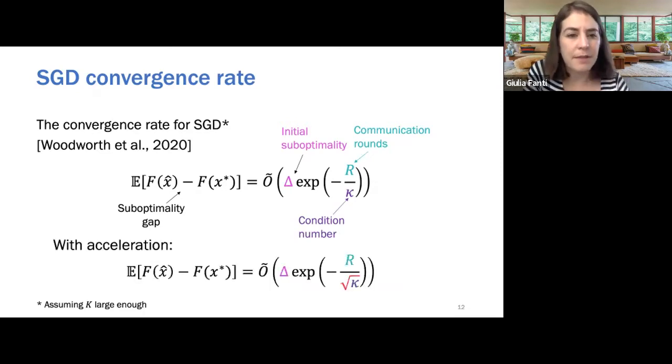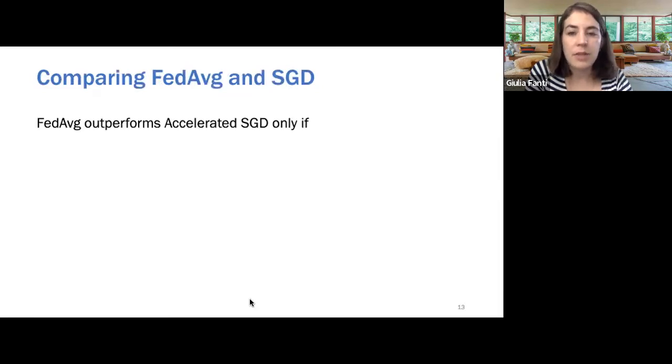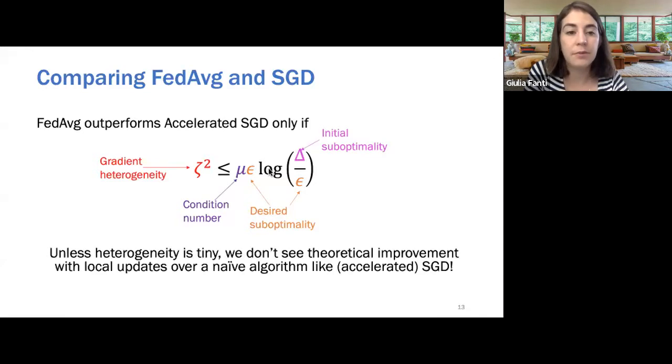And this can be sped up slightly with acceleration. So basically, we can transform this condition number in the denominator to a square root of kappa, but it still doesn't resolve this issue of not depending on heterogeneity. So if we compare these two, we get that actually, unless the heterogeneity is really small, so less than this expression on the right, SGD actually does better than FedAvg.